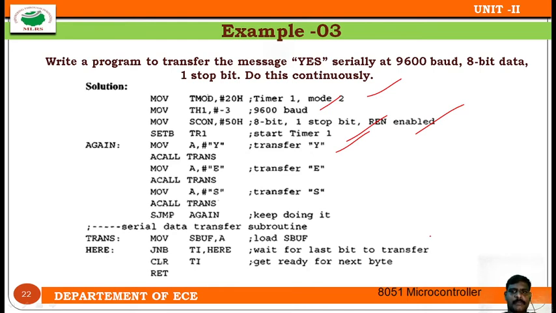Which program? The one we wrote previously: load SBUF, check, clear, and then this return instruction comes back here. Then it will load the E value. Again I am calling, again it is loaded, it comes back, again S is loaded, and a short jump to again. So if there is any new message, that will be transmitted. This is the way we can write data transmission in serial communication.